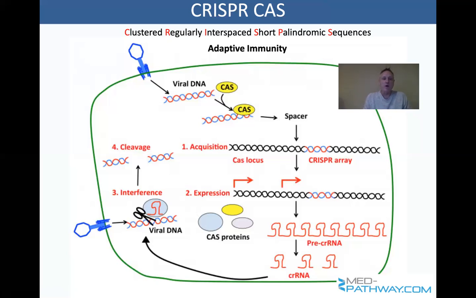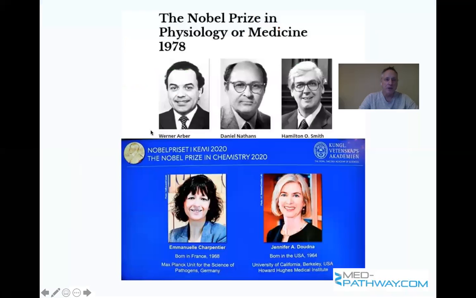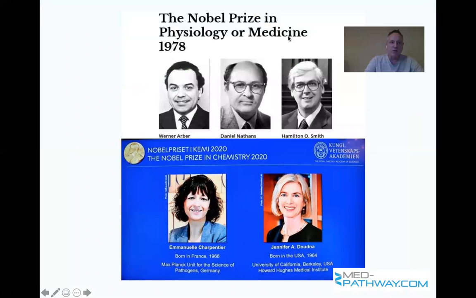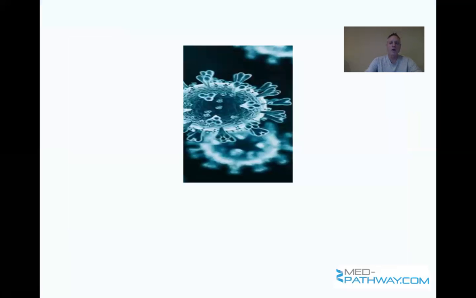Now, people have observed this and have used it to specifically edit the human genome with respect to the system, but this is the actual biological adaptive immunological method. The Nobel Prize in Medicine was given in the 70s to the gentleman who figured out the host restriction modification system. And recently, in October of 2020, Charpentier and Doudna were awarded the Nobel Prize in Chemistry for CRISPR Cas.